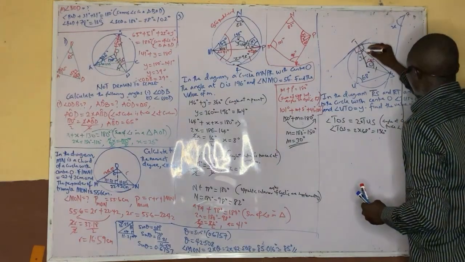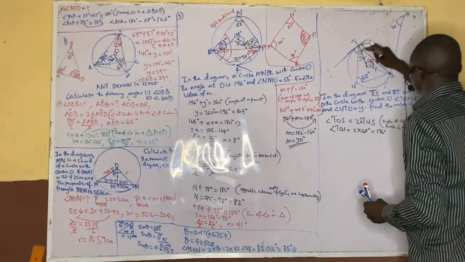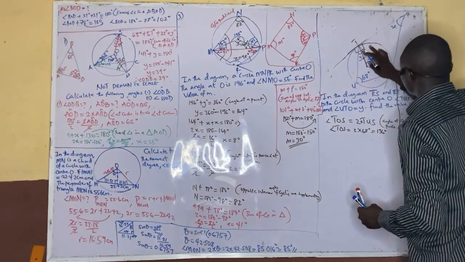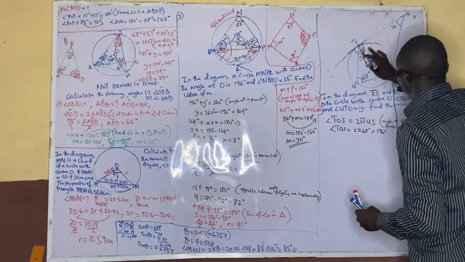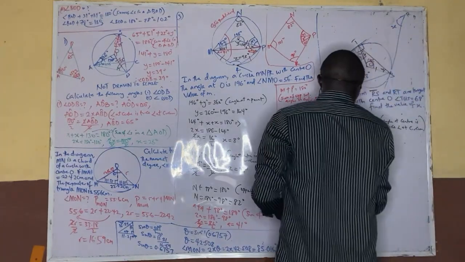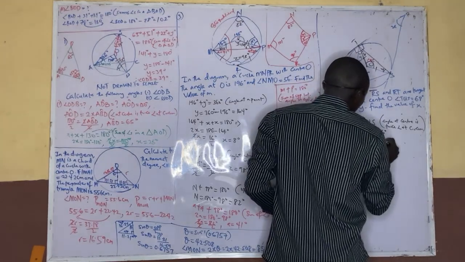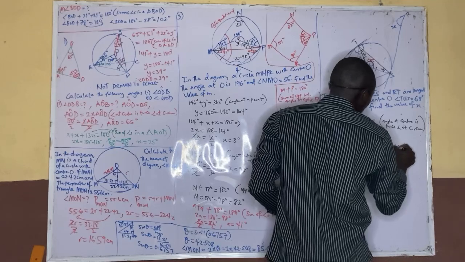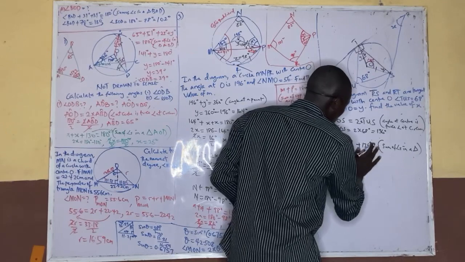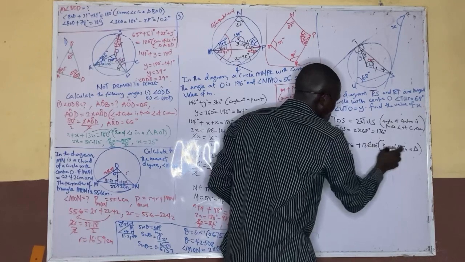Now the angle here will be what? Just name this one X, and name these angles B and B. So B plus B plus 136 equals 180, the sum of angles in a triangle.